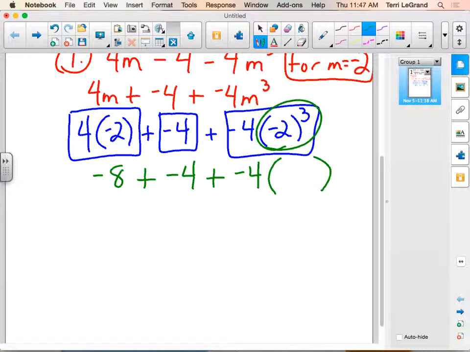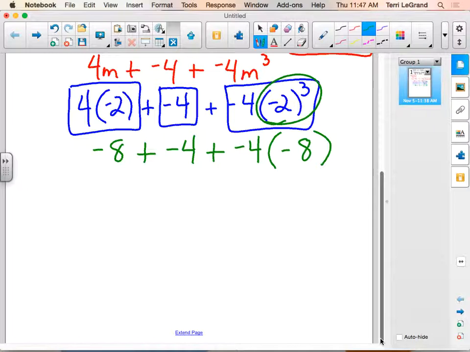Is it an 8 or a negative 8? Negative 8, because we have 3 negatives getting multiplied. Negative times a negative is a positive, and then a positive times a negative is a negative. This is a negative 8 here. Be careful with these. Don't try to hurry through. All it takes is a wrong negative sign in one spot and it throws the whole thing off.